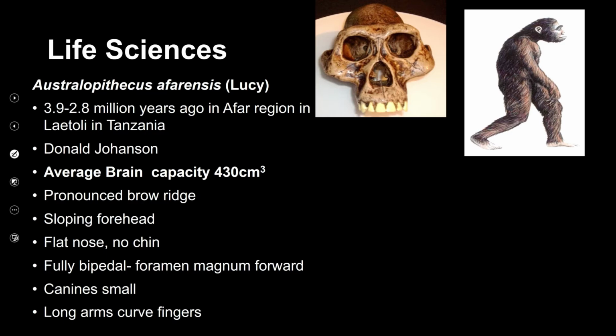species that we're going to have a look at, Australopithecus Afarensis, or we call the fossil by a nickname. Her name is Lucy. She lived about 3.9 to 2.8 million years ago, and was found in the region called Laetoli in Tanzania. She was found by Donald Johanson. Her average brain capacity is about 430 cubic centimeters. So you can see it's slightly larger, but it's still not as developed or as large as later Homo species. All right, they had a pronounced brow ridge.